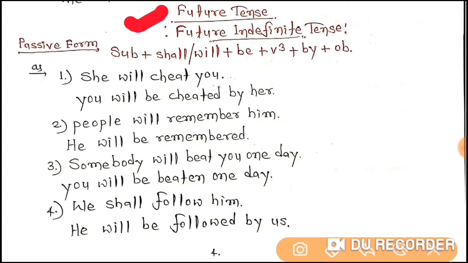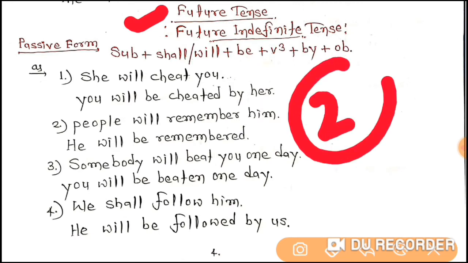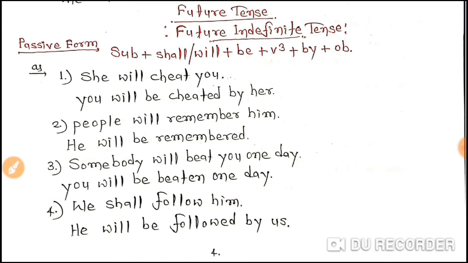As I have already told you about future tense, future tense has only two tenses for changing into passive sentences. The first one is future indefinite tense, and the second one is what? That is future perfect tense. Continuous and perfect continuous in future tense do not have passive sentences. So let's start future tense.